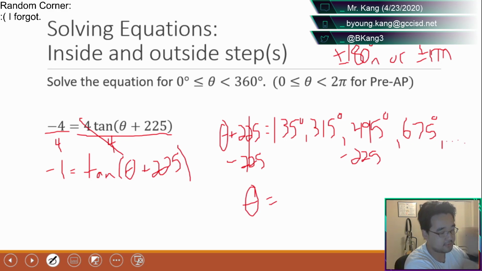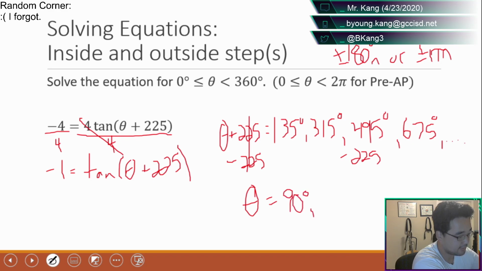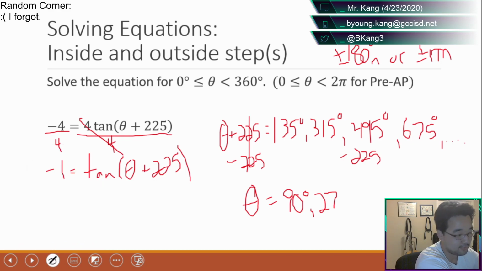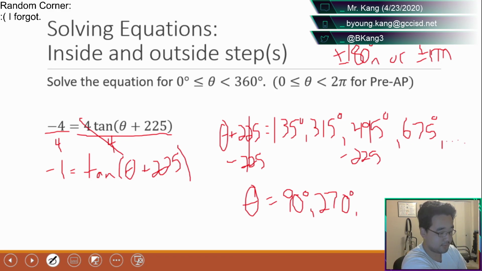So 135 minus 225, that's going to be negative 90. That's a no-go. 315 minus 225, that's 90. That's fine. 495 minus 225 is 270, not 275. And then 675 minus 225 would be 450, so that doesn't fit. I'm done.